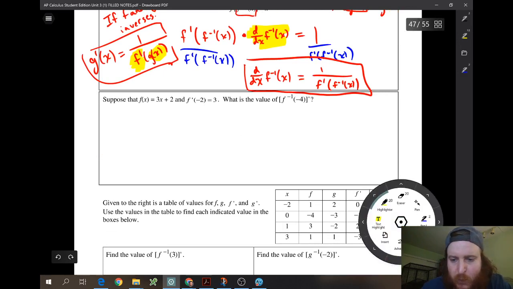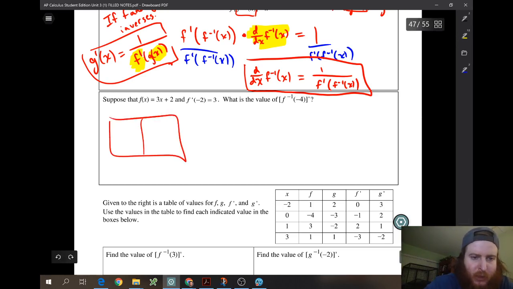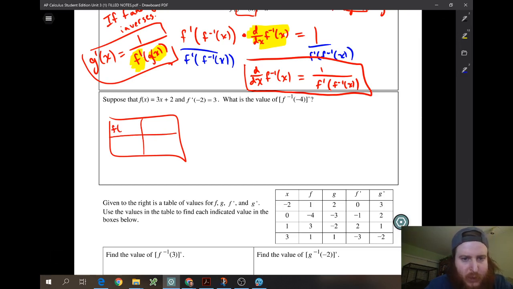So what we know here is f of x is 3x plus 2. It's really weird, but I like to make a little table. And when I make this table, it makes it so easy. So here's what I do. I always make a table. I always put in f of, basically we want to know what is f prime of negative 4. This table's really going to help us out.